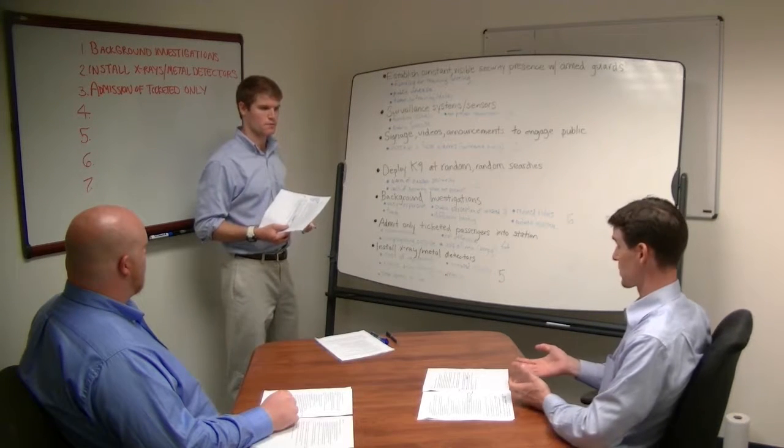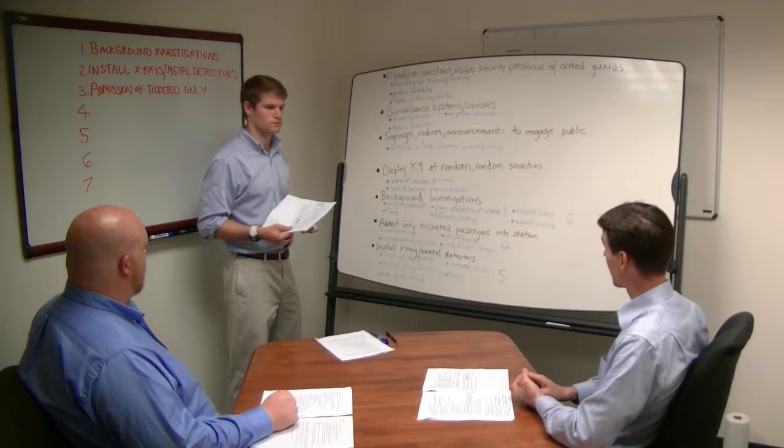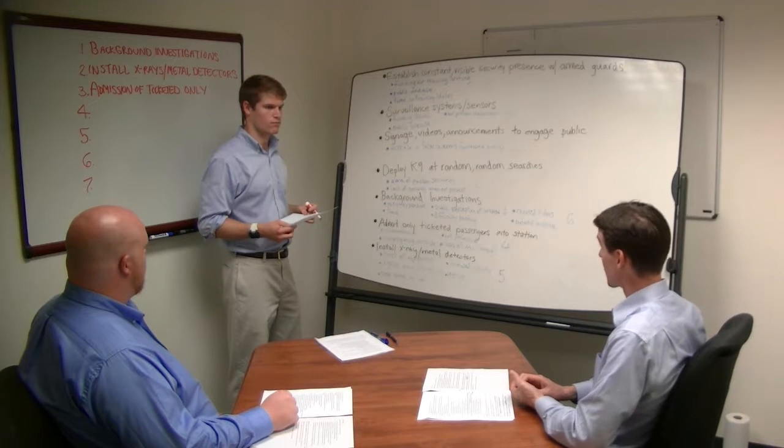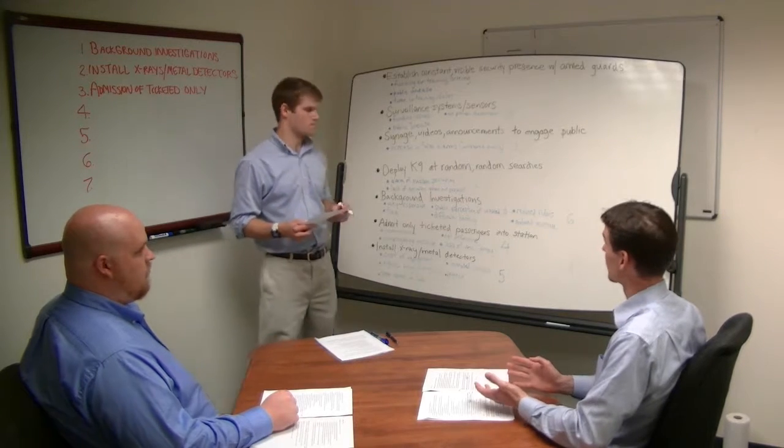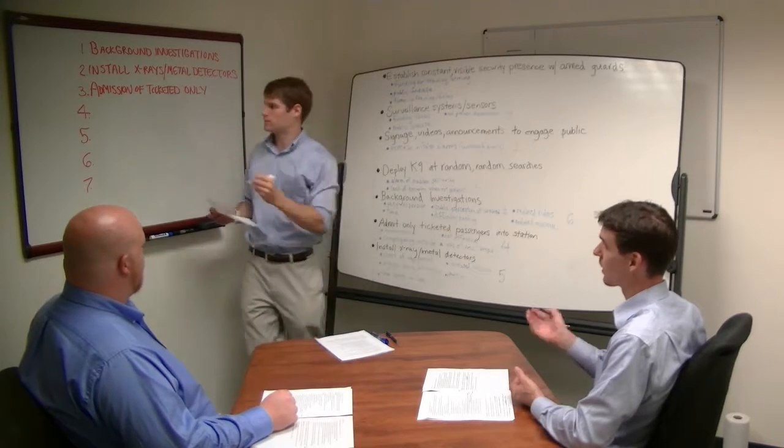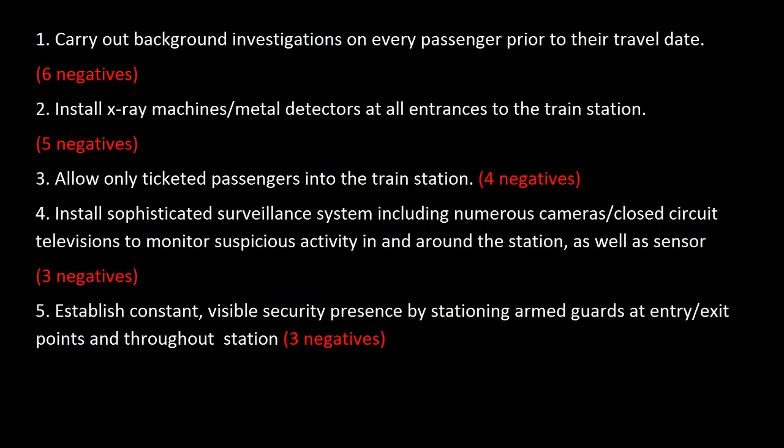Well, since both options are going to be expensive to implement, I think surveillance systems should probably go a little higher on the list because they aren't necessarily a proven deterrent for terrorism, whereas armed guards are. I'd agree with that. So that'll be followed with the armed guards.